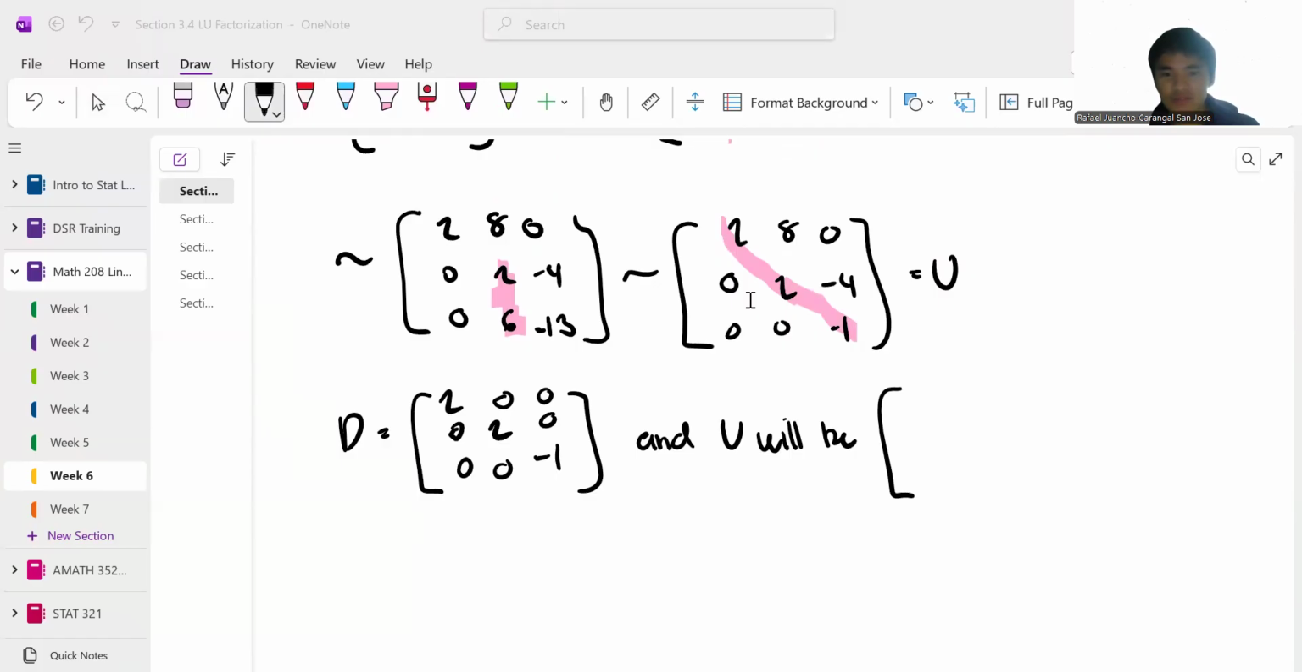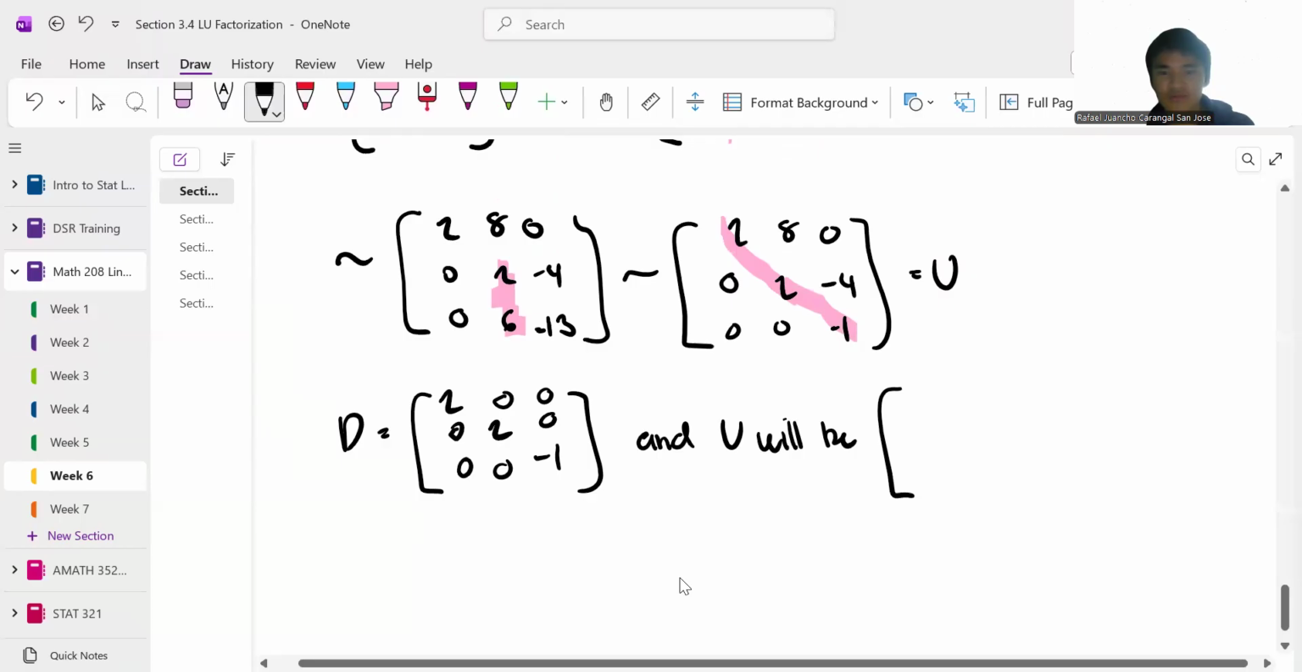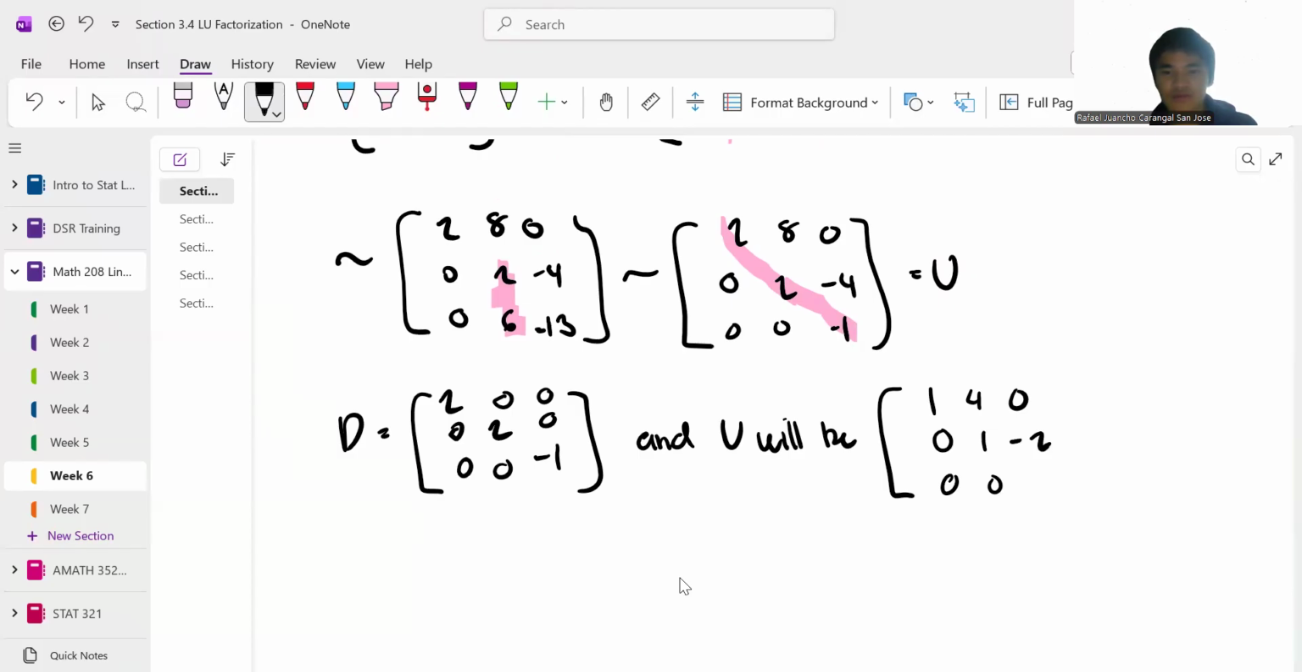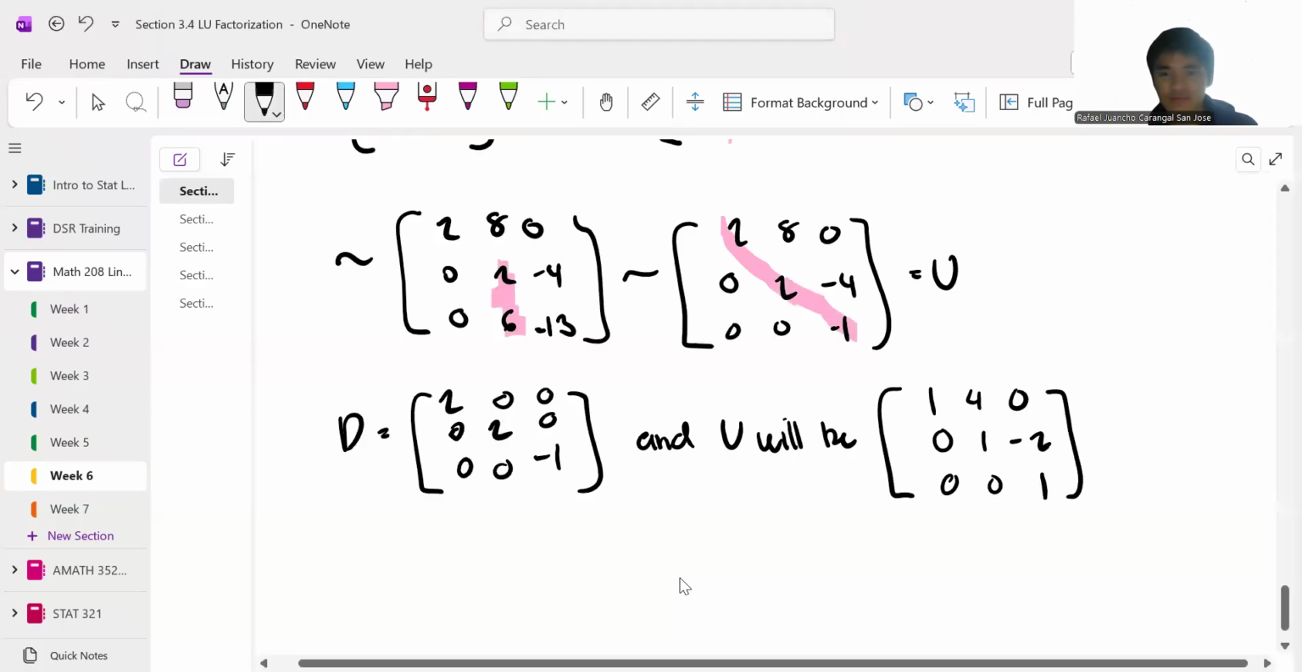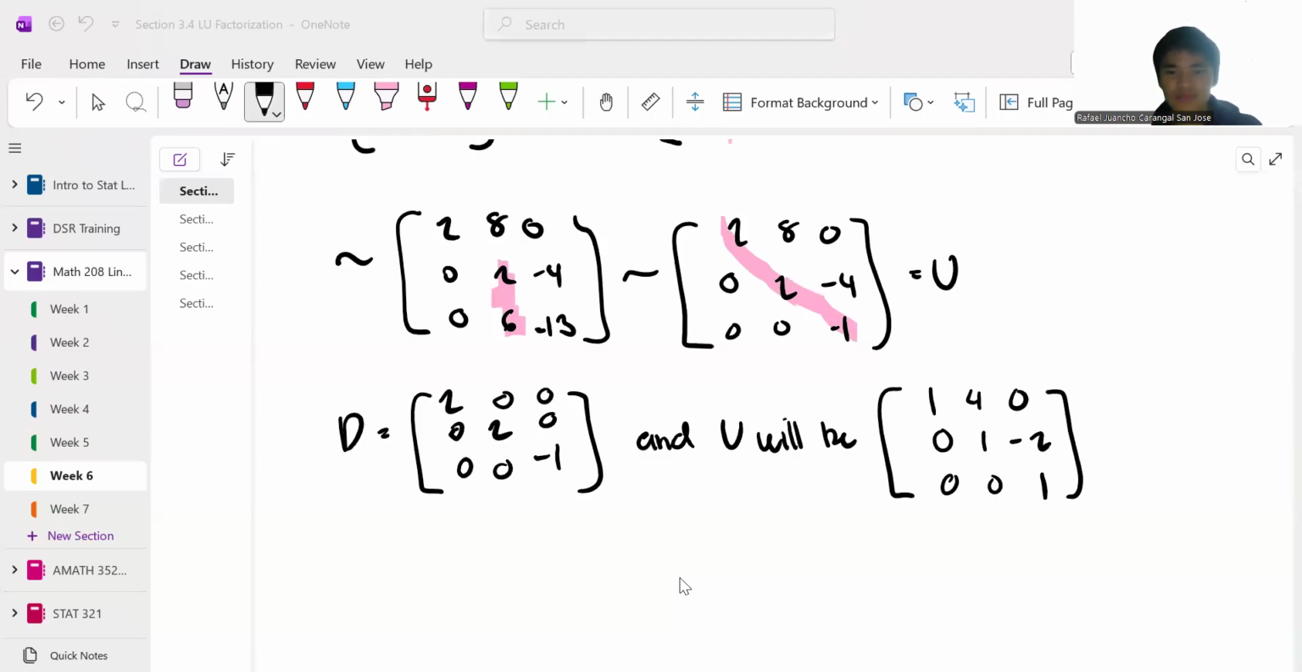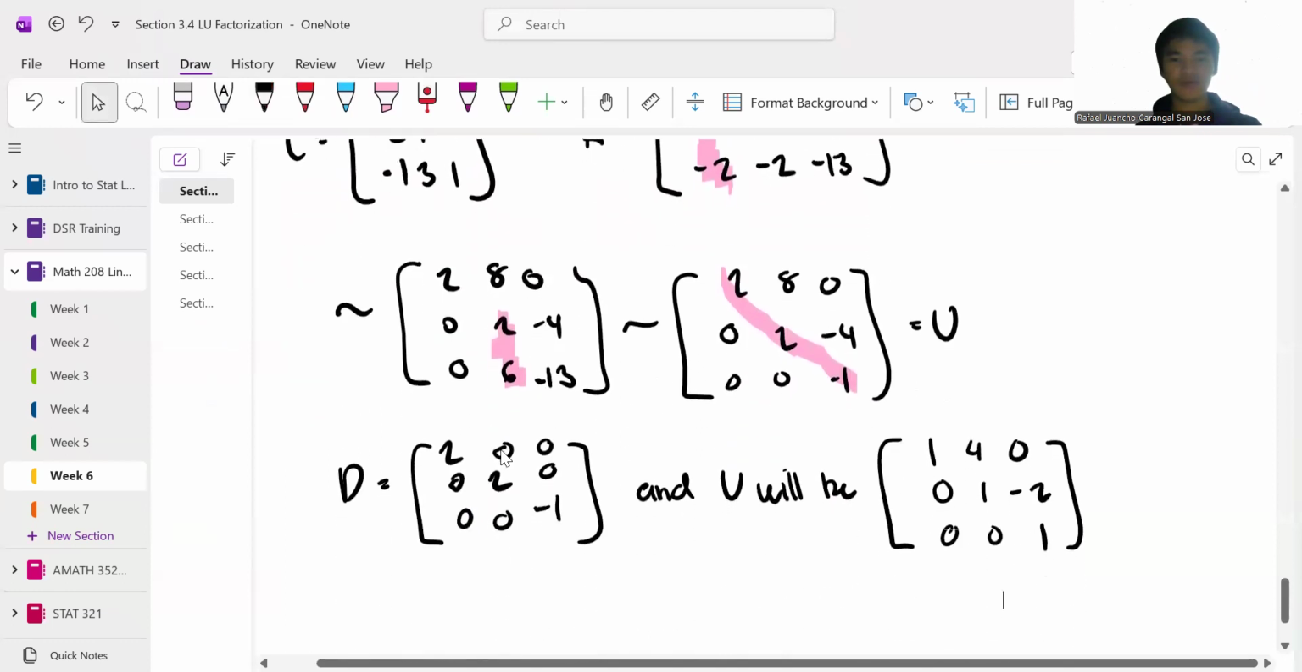How? Because we just divide every row by 2. So here I get 1, 4, 0. Divide this, 0, 0, 0. Divide this by 2, I get 1, -2. Divide this by 2. Actually, multiply this by -1. I just get 1. That's the new upper. And so we say that the old U is just the new U multiplied by D. That's how we find LDU.